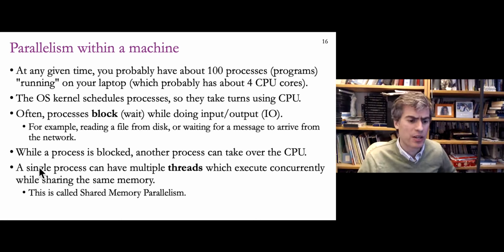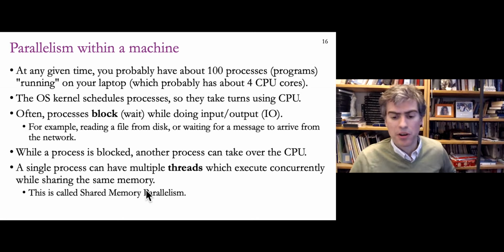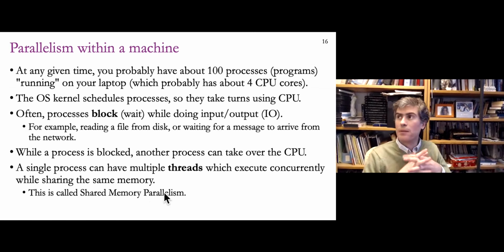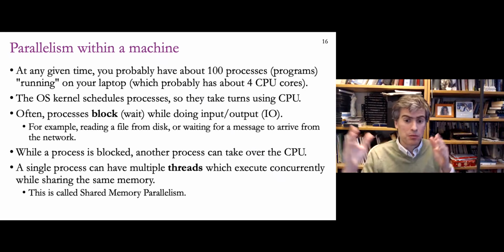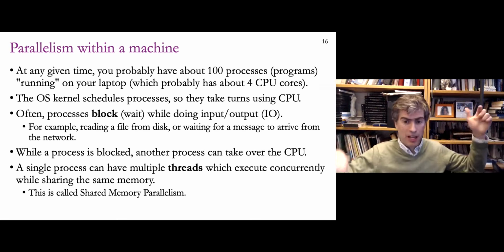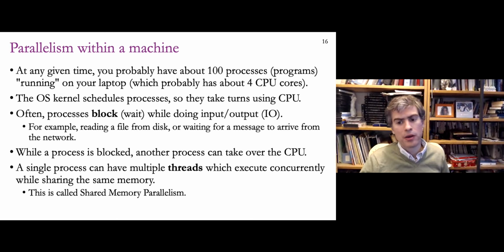In addition to having multiple processes running at the same time, a single process, like a single program, can have multiple threads of execution, which can execute concurrently while sharing the same memory. This is called shared memory parallelism. So this is where you can have multiple things happening at once in your program, like multiple functions being called, for example, different paths being executed through your program, but using the same data. And that's a way to make use of, let's say, your 4 different CPU cores at the same time with a single program.